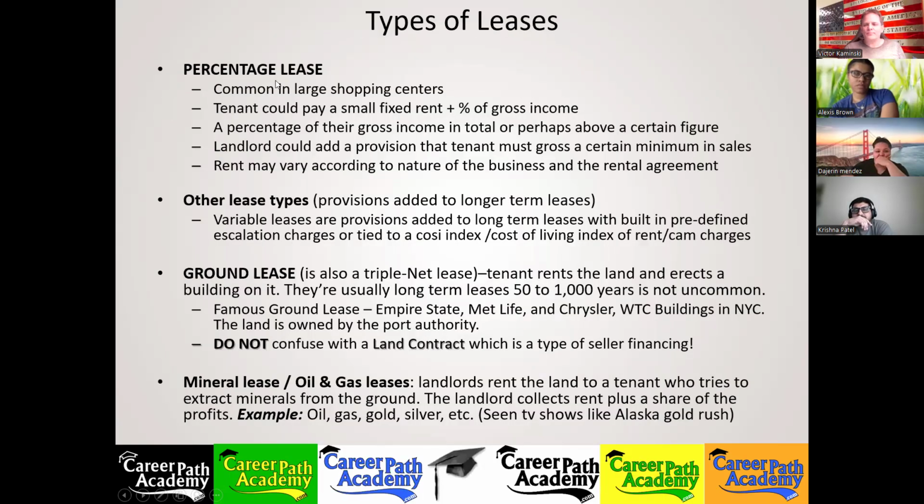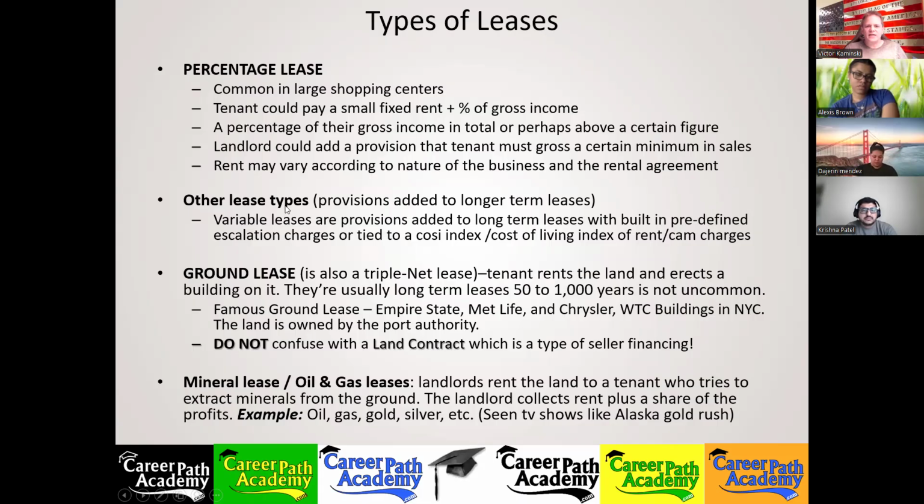All right, so here's the breakdown for a percentage lease. I'm just putting my notes to this. Common in large shopping centers, the tenant would pay a small fixed rent plus a percentage of the gross income. A percentage of their gross income in total, or perhaps above a certain figure. Landlords could add a provision that the tenant must gross a certain minimum in sales as well. And rent may vary according to the nature of the business and the rental agreement. These, I guess, are custom.